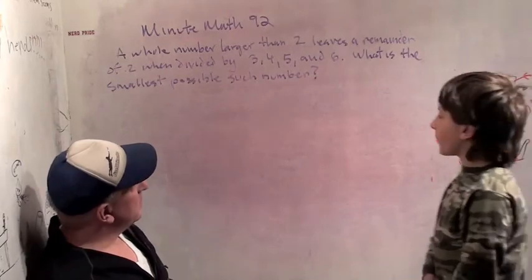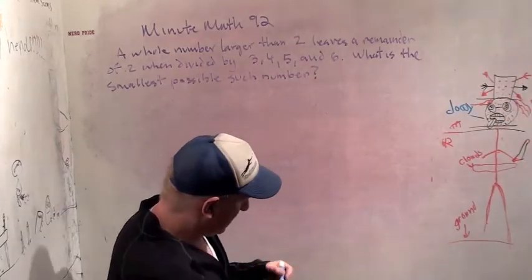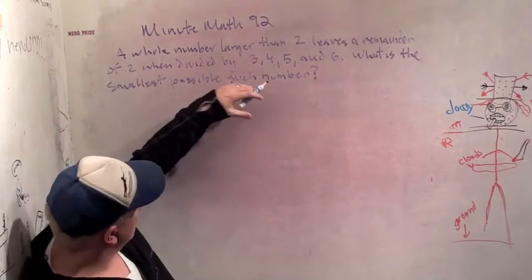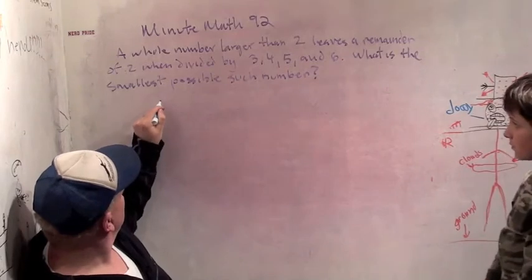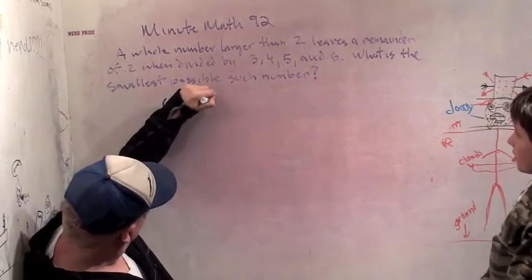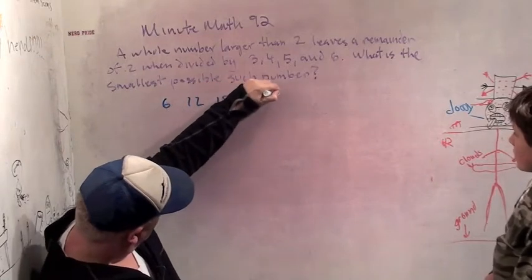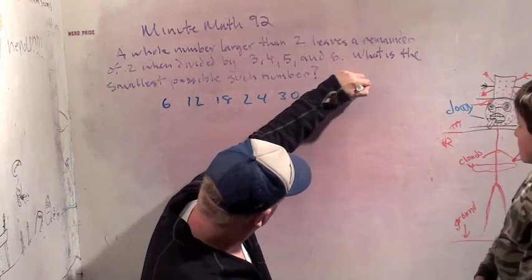Well, one thing we could do is write down some multiples of 6. So go ahead, tell me what the multiples of 6 are. 6, 12, 18, 24, 30, 36, 42, 48, 54, 60.